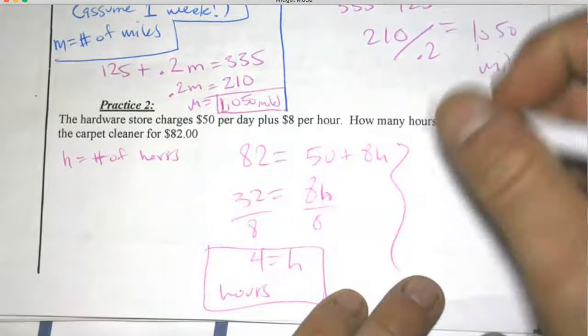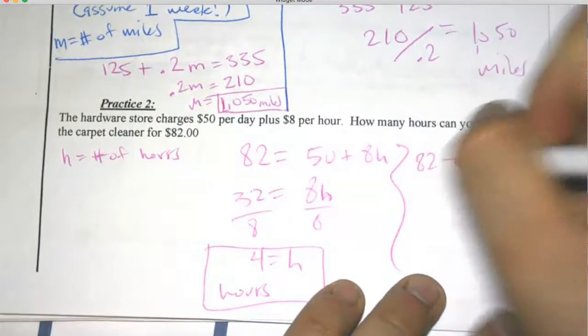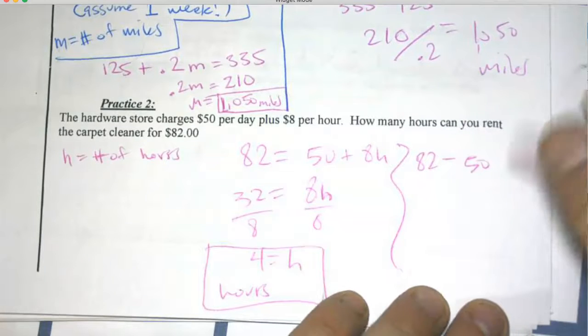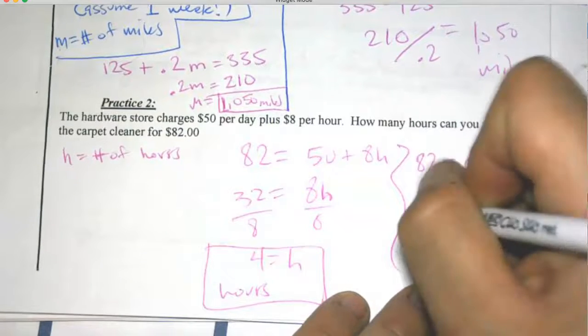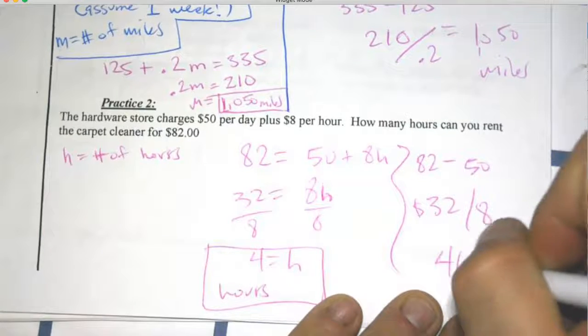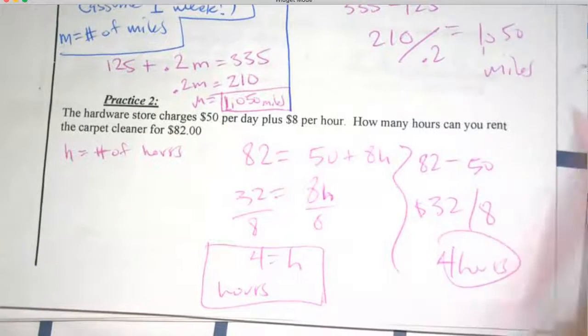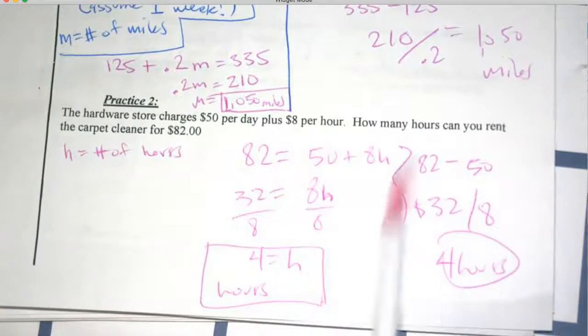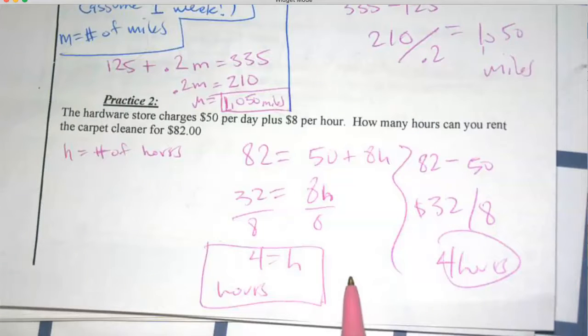No algebra, you could simply do the same thing. You could say, well, I have 82, they're going to charge me 50 just to get that thing out the door. With the $32 I have left, at $8 an hour, I can rent this thing for 4 hours. So again, you can solve these using algebra or just reasoning, but as long as you show work, either way is fine.